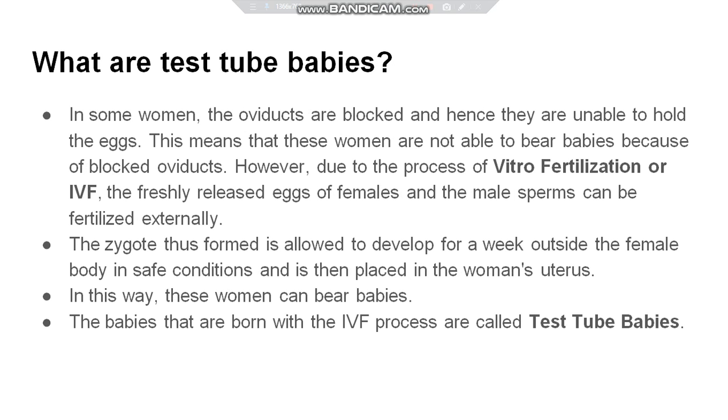The zygote thus formed is allowed to develop for a week outside the female body in safe conditions and is then placed in the woman's uterus. In this way, the women can bear babies. The babies that are born with the IVF process are called test tube babies.